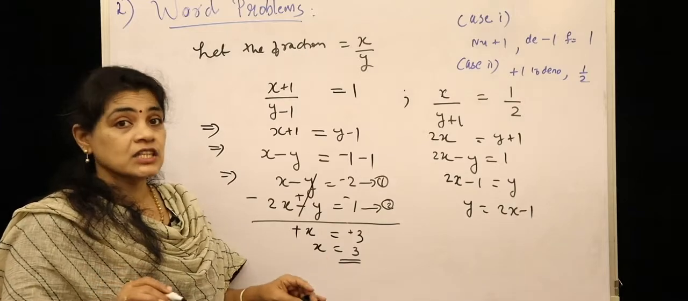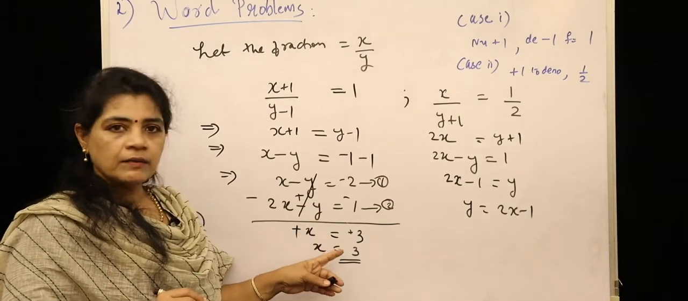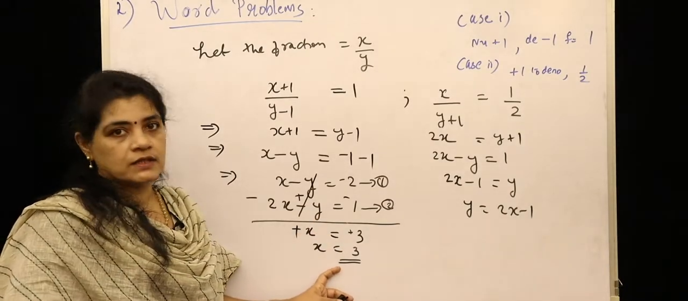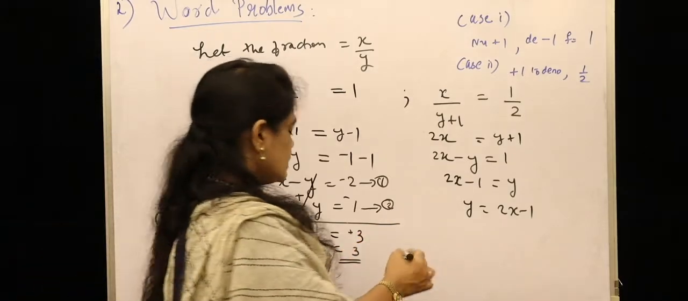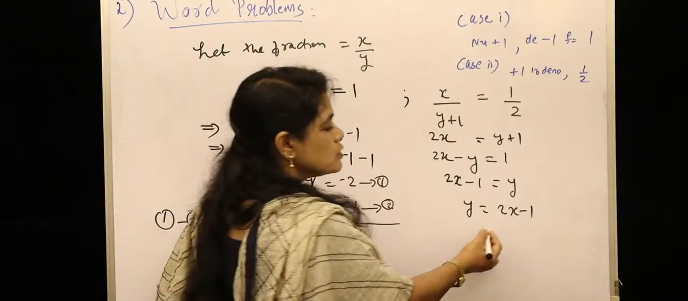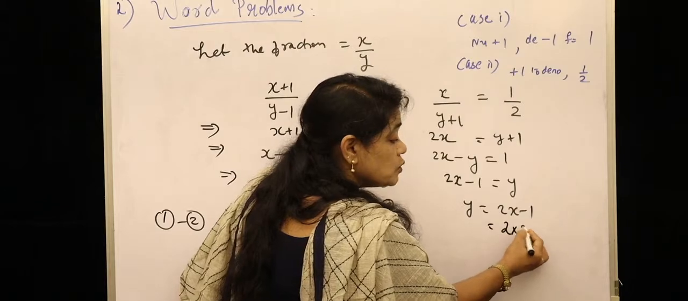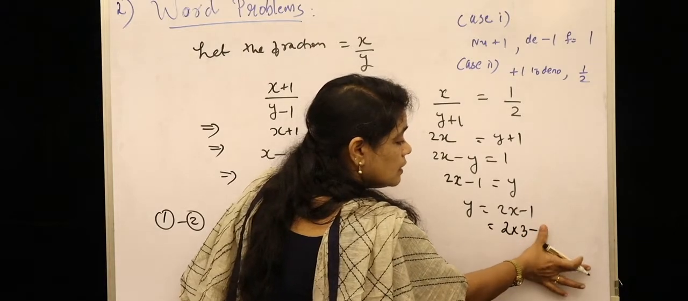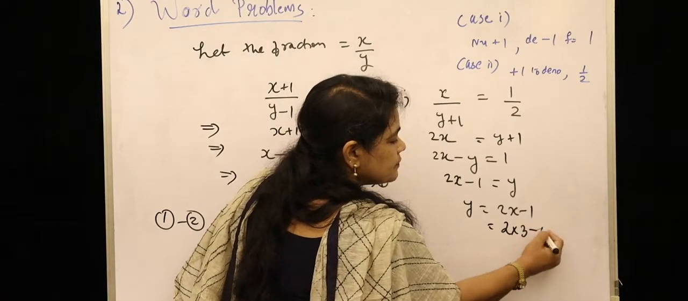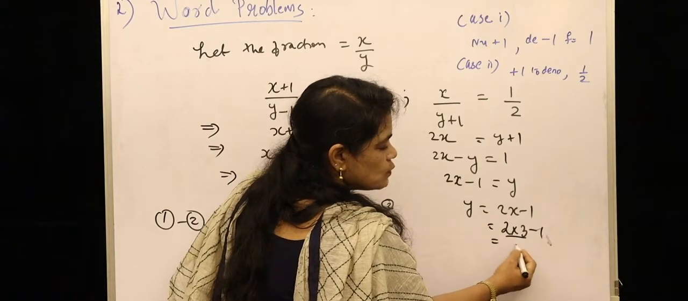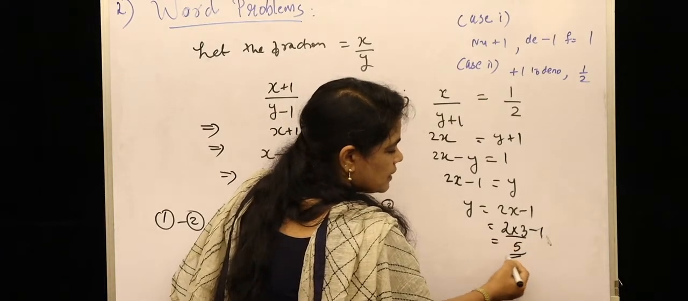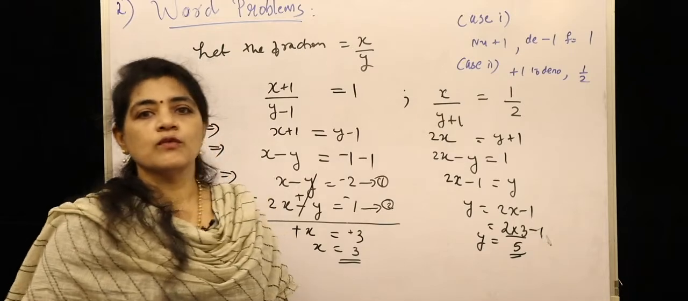From equation 2 we got y equal to 2x minus 1. The y term gets eliminated, so we got the value of x first. So we can substitute for x as 3. So 2 into 3 minus 1, that is 6 minus 1 is 5. That is y is equal to 5.